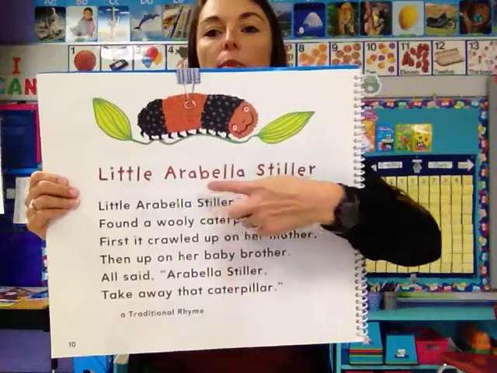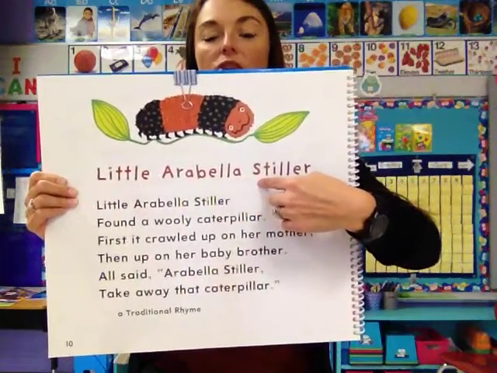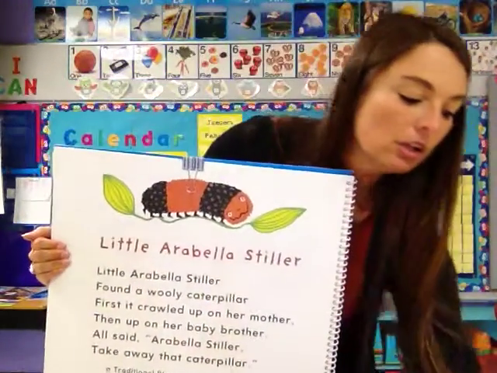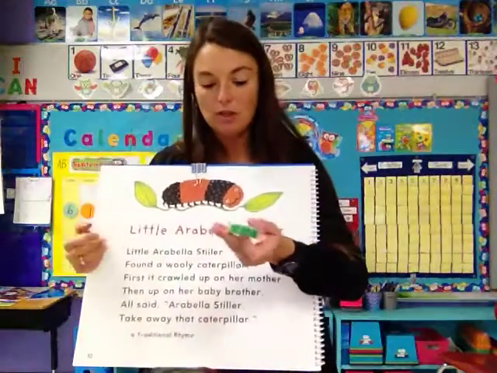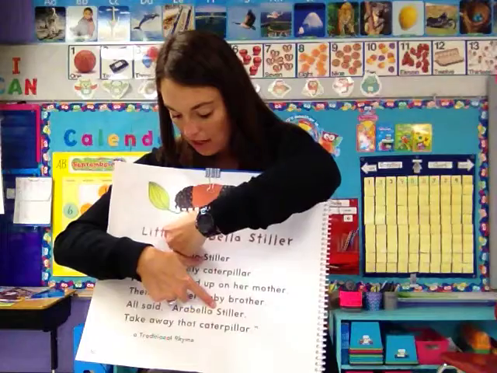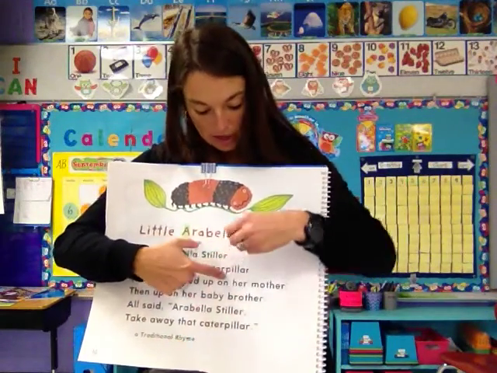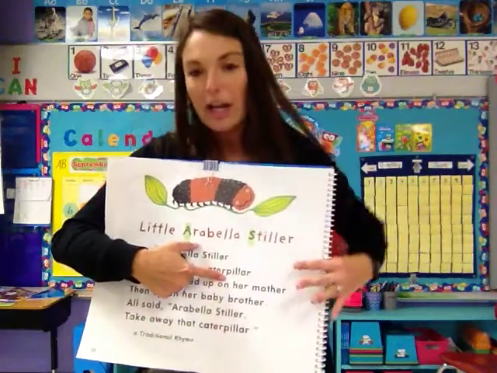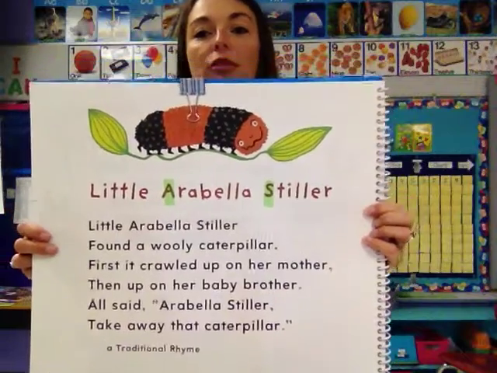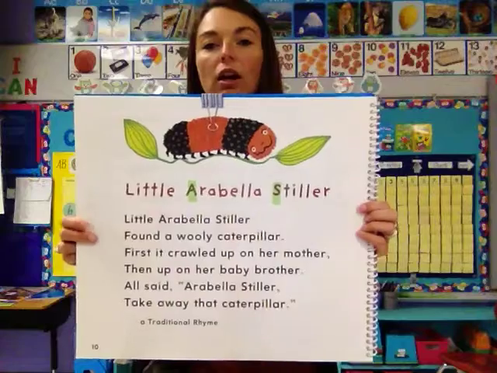Okay? So Arabella Stiller is her name. Uppercase letter at the beginning of each of those first and last names. All the rest are lowercase. So what I'm going to do is, I'm going to take a piece of green tape, and I'm going to highlight the letter A. It's uppercase at the beginning of her first name, and I'm going to highlight the letter S because it's uppercase at the beginning of her last name. Every time we write our name, it looks exactly the same. We don't change the spelling of our name.